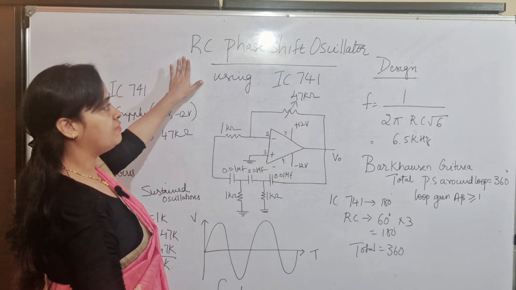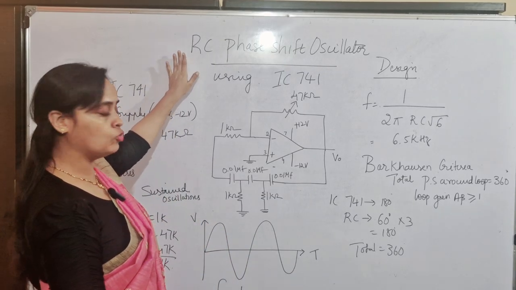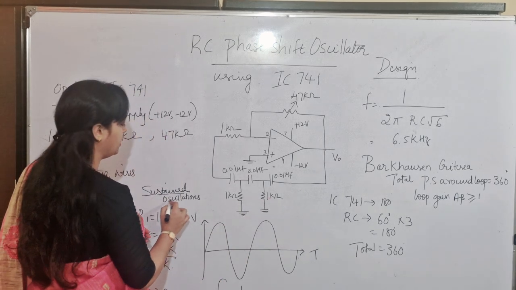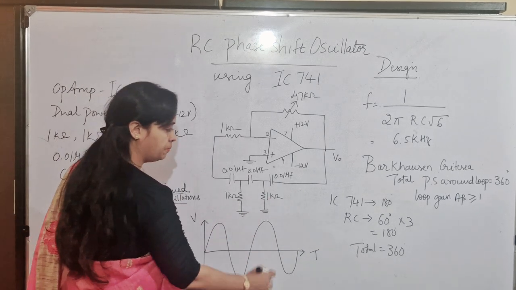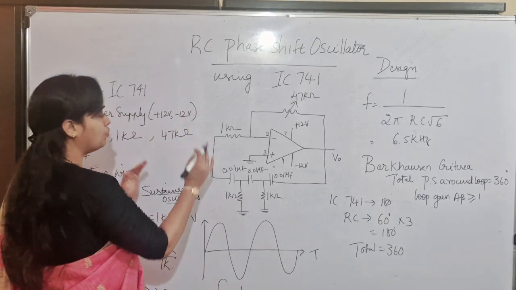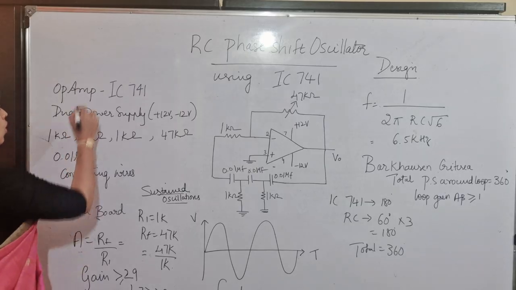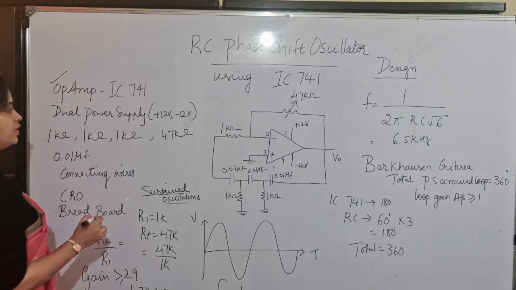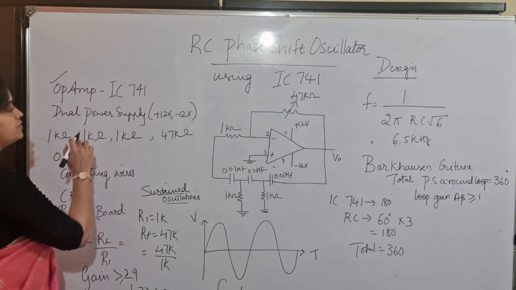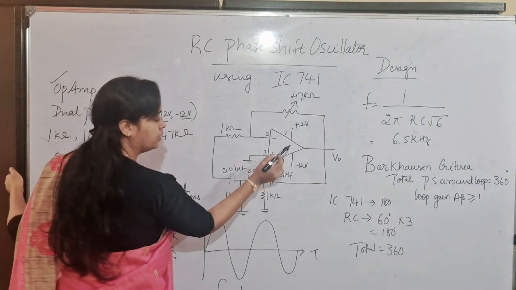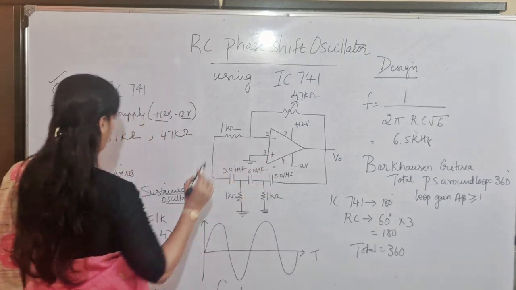To design an RC phase shift oscillator is nothing but the output should be shown through the CRO. There should be sustained oscillations continuously being generated. To perform this task, the components needed are op-amp IC741, and we need a dual power supply, that is 12 volts and minus 12 volts, which will be connected across terminals 7 and 4.